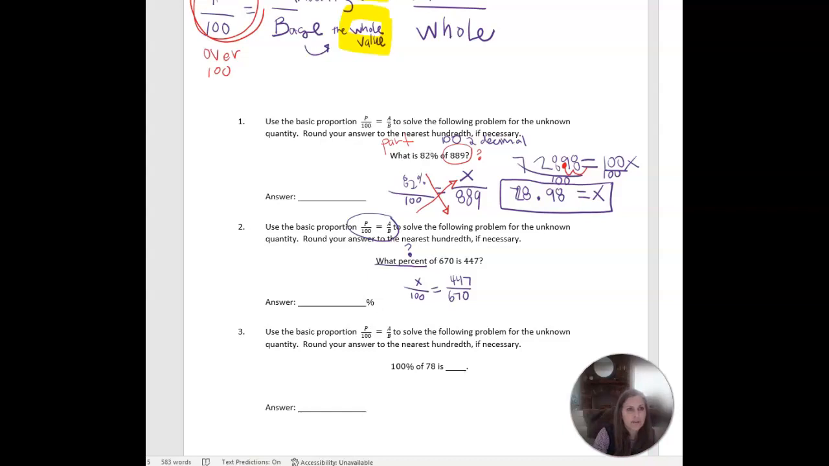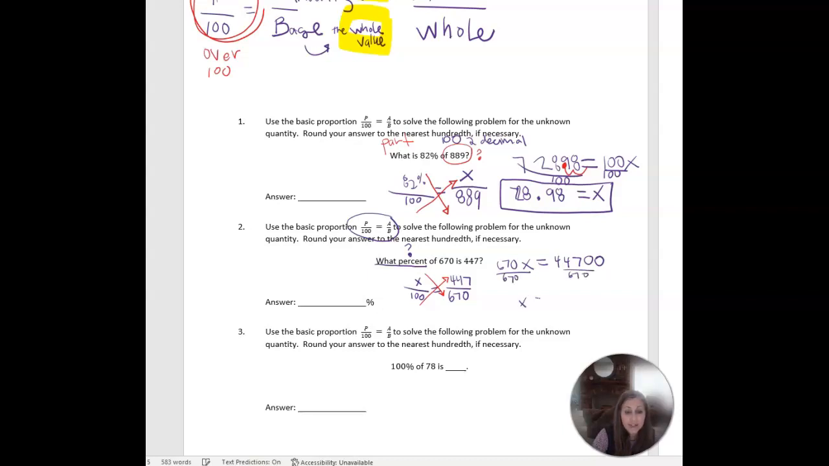Okay, we know how to solve this. We're going to cross multiply: x times 670, 100 times 447. X times 670 is 670x. We've studied this. Multiplying by 100 just adds 2 zeros to the end, so this will be 447, add your 2 zeros. You can put it in the calculator if you need to. Divide both sides by 670.